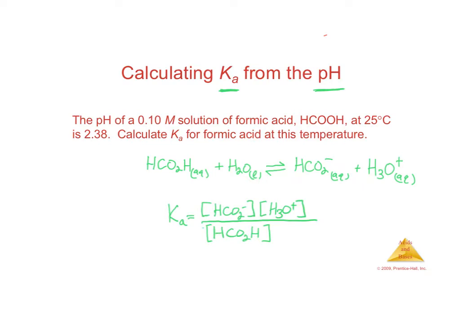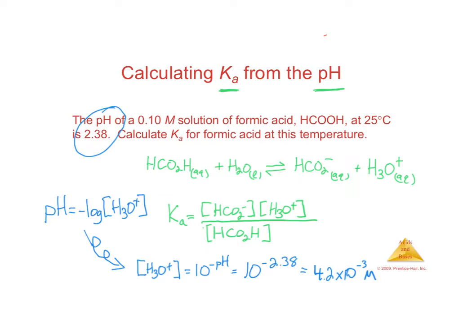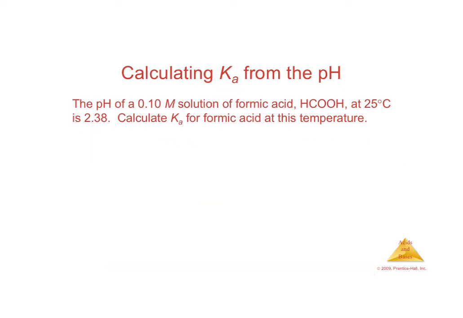Now, the other piece of information we were given was the pH of this solution. From the pH, we can calculate the hydronium concentration. This hydronium concentration is the concentration at equilibrium. So now we can use this value to solve for the acid dissociation constant, the Ka of formic acid.